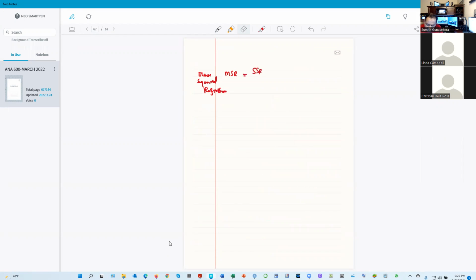It is nothing but the sum of squared regression divided by the degrees of freedom of this one. Then you get the mean squared error: the sum of squared error divided by the degrees of freedom of error.